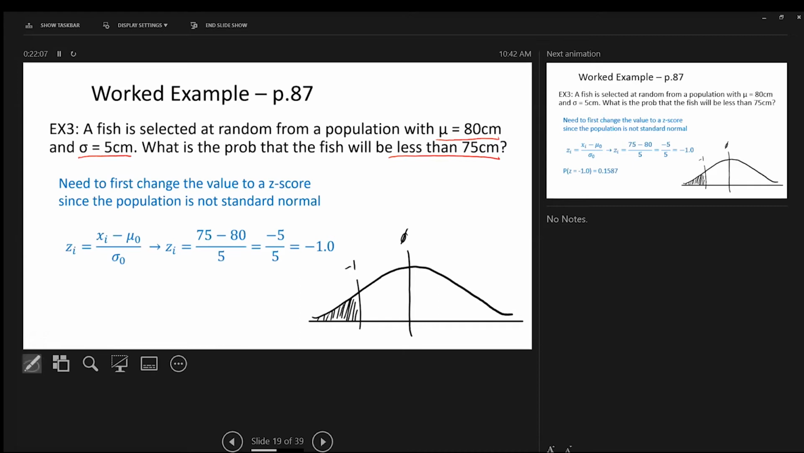So we have to use that equation from before where z_i is equal to x_i minus mu divided by the standard deviation. And we get that our z-score is -1. And that makes sense, right? If our z_i is really just the number of standard deviations away from the mean that we are, that totally checks out. Our mean is 80 centimeters. Our standard deviation is 5 centimeters. We're asking for a value of 75. That's literally -1 standard deviation away from our mean. That's -5.